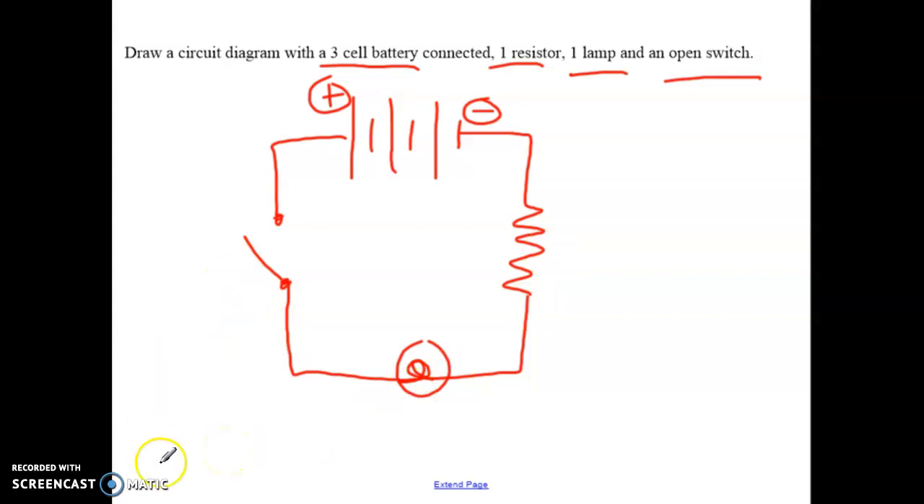So we're going to use these schematic diagrams a little bit later on in this unit. It's important to remember what each of the symbols are and get the hang of drawing these all together.